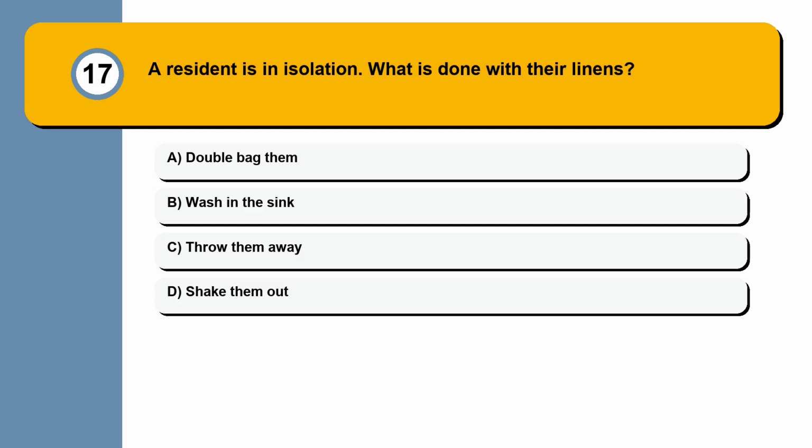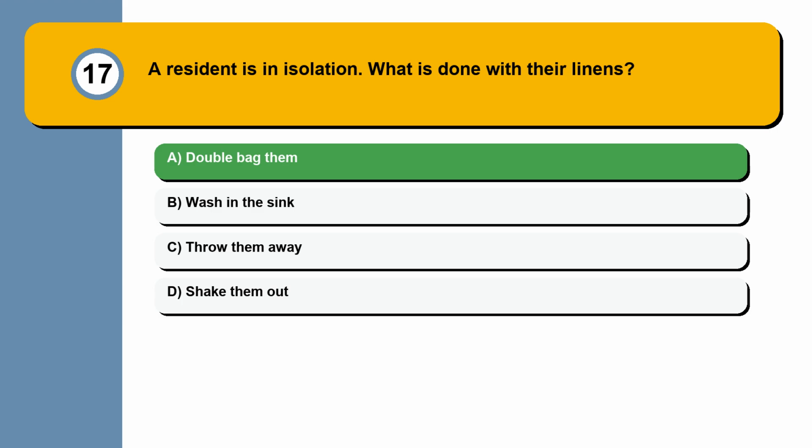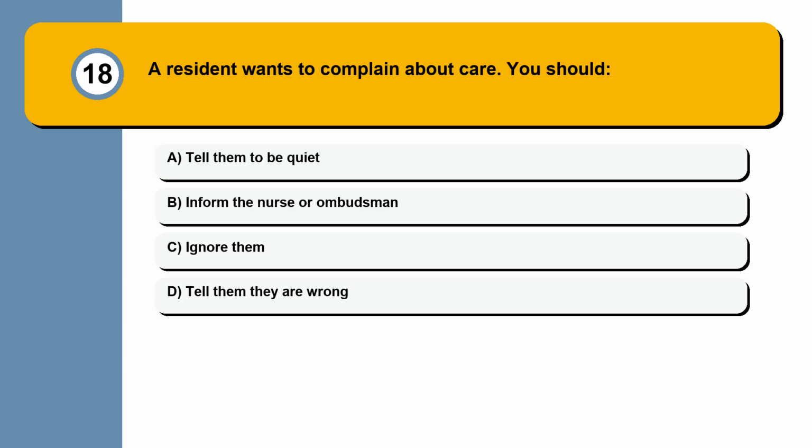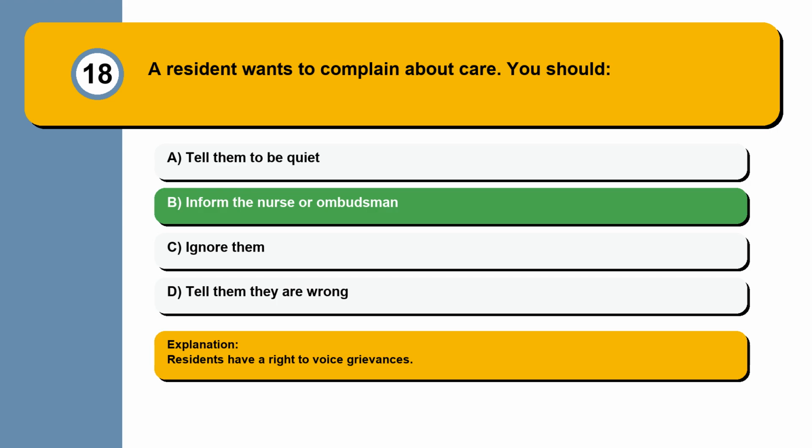Question 17. A resident is in isolation. What is done with their linens? Double bag them. Wash in the sink. Throw them away. Shake them out. Double bagging or special handling per facility policy. Question 18. A resident wants to complain about care. You should tell them to be quiet. Inform the nurse or ombudsman. Ignore them. Tell them they are wrong. Residents have a right to voice grievances.